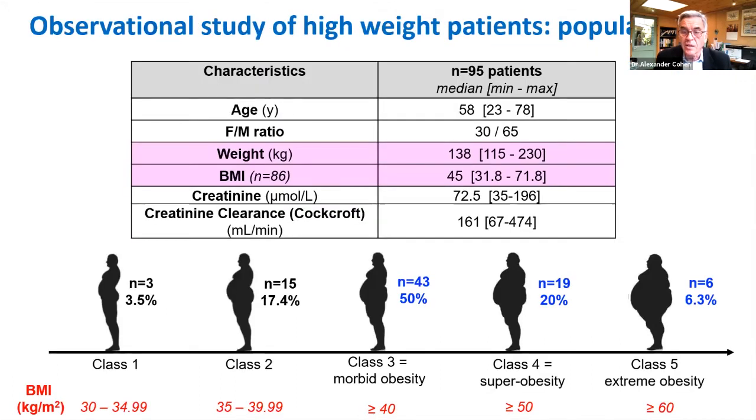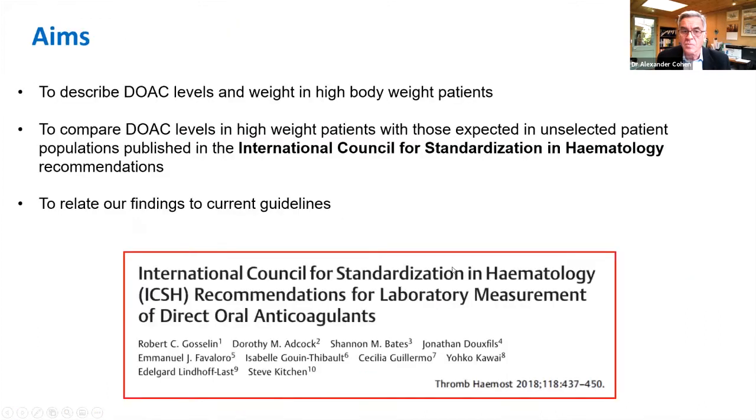We did a study at Guy's and St Thomas's and with our colleagues at Addenbrooke's in Cambridge with Will Thomas. We looked at 100 patients in the end, but these were the first 95. We looked at these patients originally between 115 and 230 kilograms. They were big patients. They had an average weight of about 140, an average BMI of 45, and very high creatinine clearance.